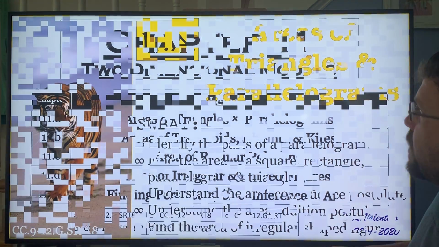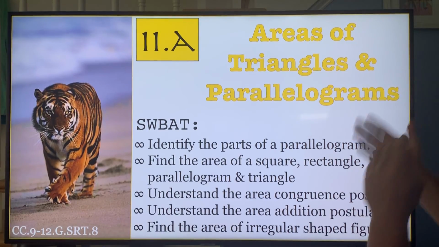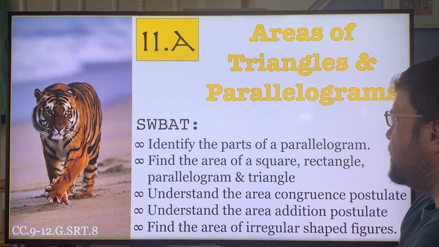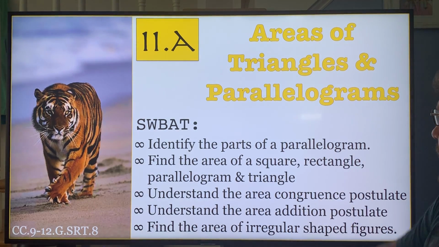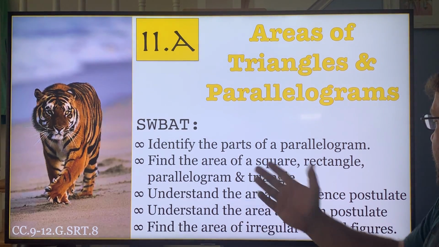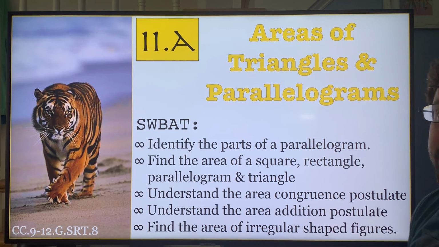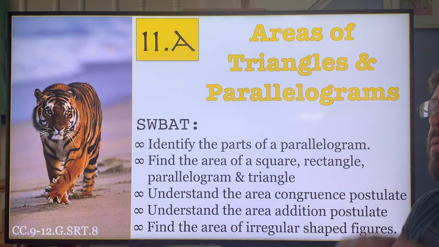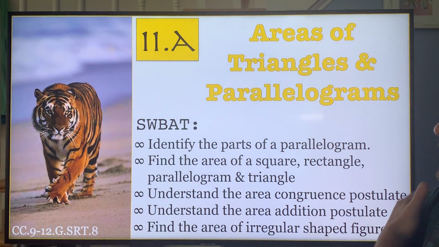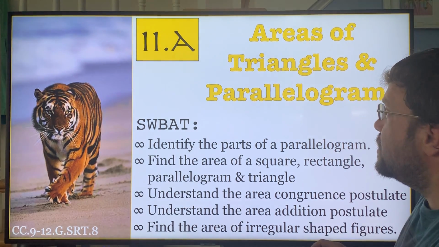All right, so what we're going to do is start easy and get a little more difficult as we move on. So the first thing we go over is areas of triangles and parallelograms. At the end of today, you'll be able to identify the parts of a parallelogram, find the area of a square and rectangle. That's pretty easy. Parallelogram and triangle, understand the area congruence postulate, understand the area addition postulate, and find the area of some irregular shaped figures, okay? We're going to end all these lessons pretty much with irregular shaped figures, which is more where you should be, as the other areas are more like, I would even say, elementary school type things. All right, so let's continue on.